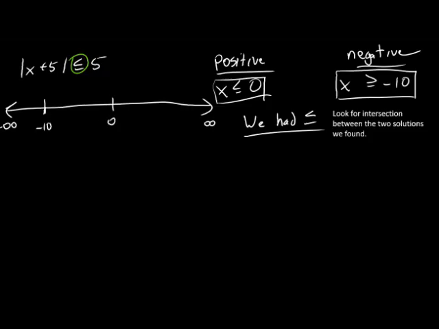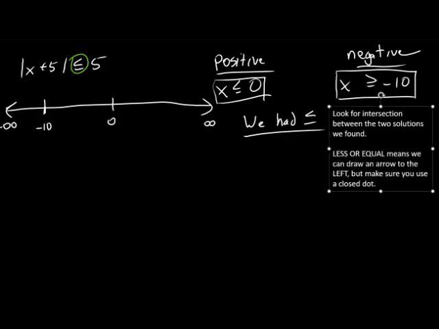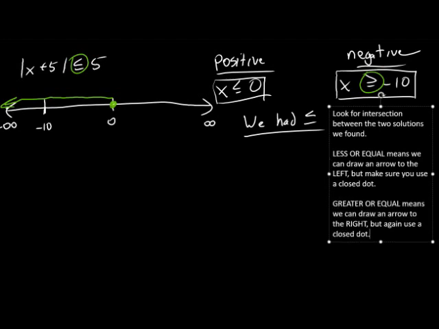Note that our positive version has x less than or equal to 0. Let's keep in mind that less than or equal to here means that we will go left from the 0 and also use a closed dot. We'll place the closed dot on 0 and draw an arrow pointing left. Now for our negative version, notice that we have greater than or equal to. This will also be closed, but now we'll draw to the right, starting from negative 10. So we'll place our closed dot on negative 10 and we'll go right.